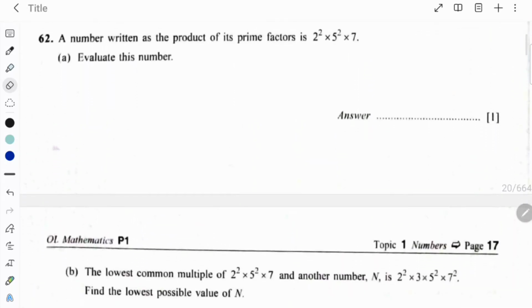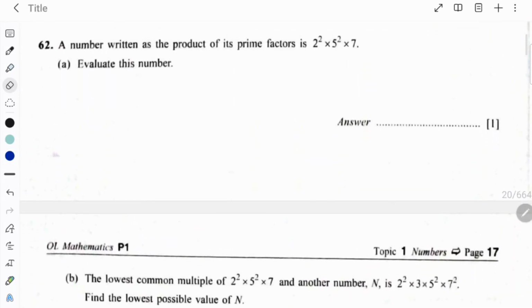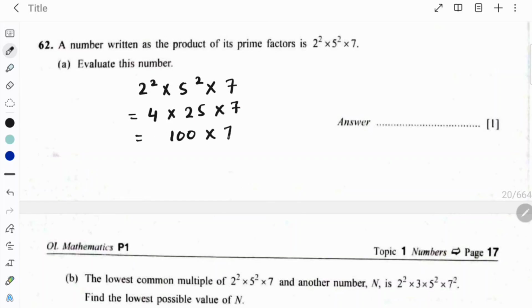The next question is from 2015 October, November, paper 1-1. Question 3 you can find in the paper. So that is a number written as a product of its prime factors 2 square into 5 square into 7. Evaluate the number. This means just find out what is that number. So 2 square into 5 square into 7 means 4 times 25 into 7, and we know that 4 times 25 is 100, times 7, which is equal to 700. So 700 is the answer for this part.